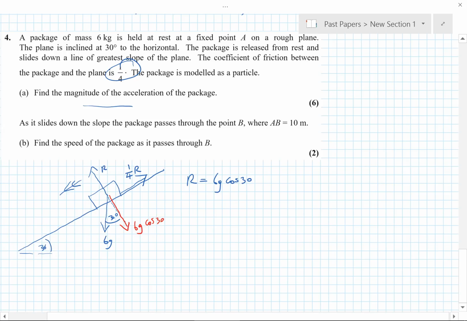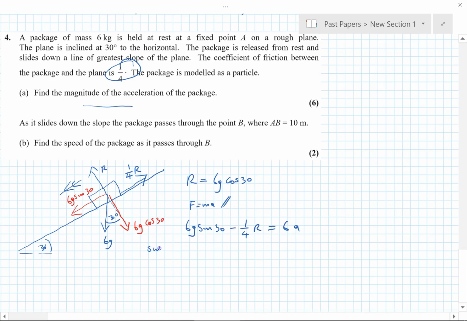Okay. But if we're looking at the component down the plane, which we need to apply F equals ma, the component down the plane is 6g sine 30. So we can say F equals ma down the plane, parallel to the plane. We have 6g sine 30 minus a quarter R equals 6 times the acceleration, mass times acceleration, 6a.